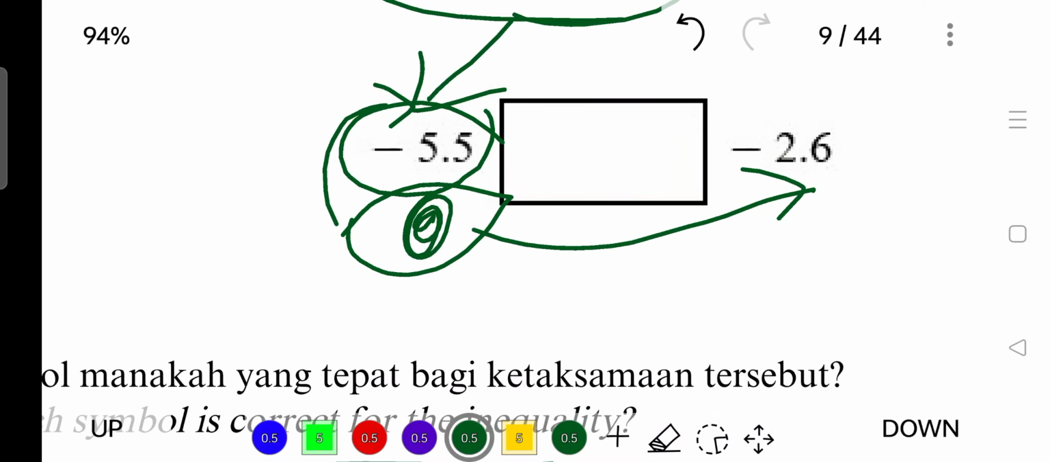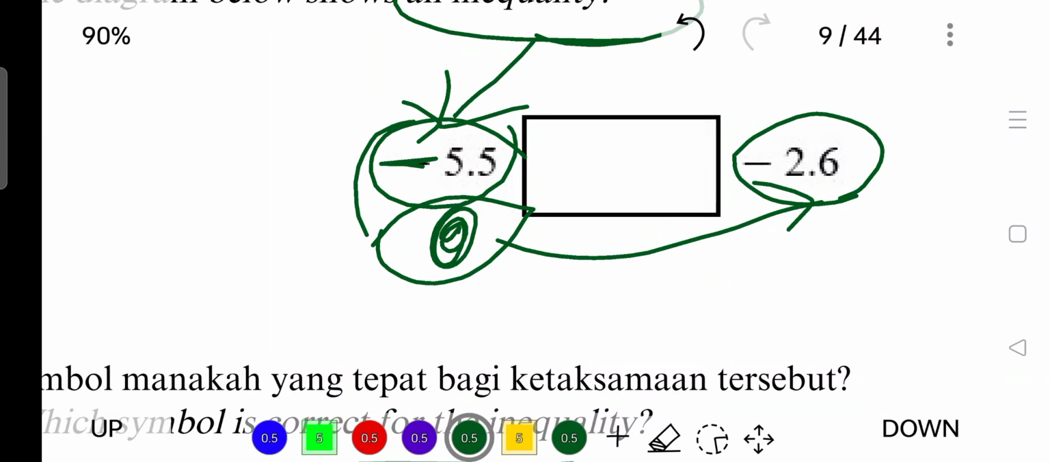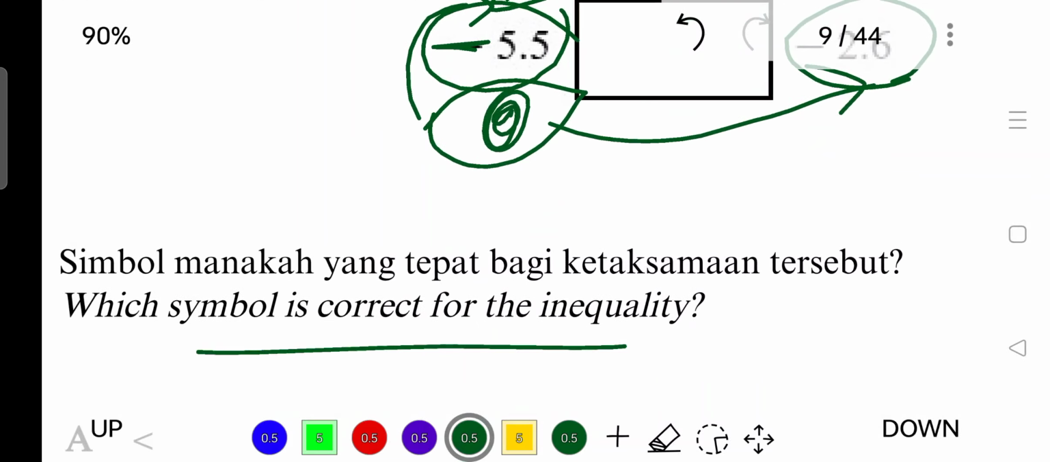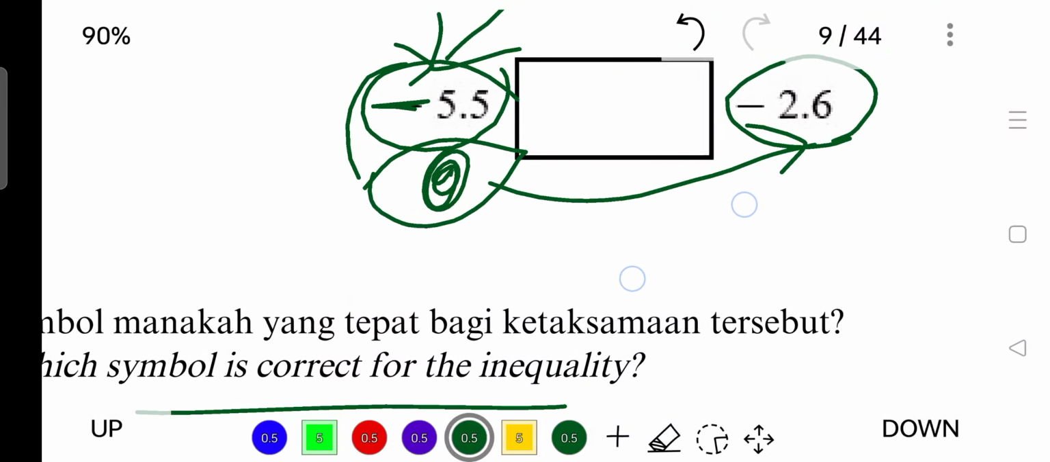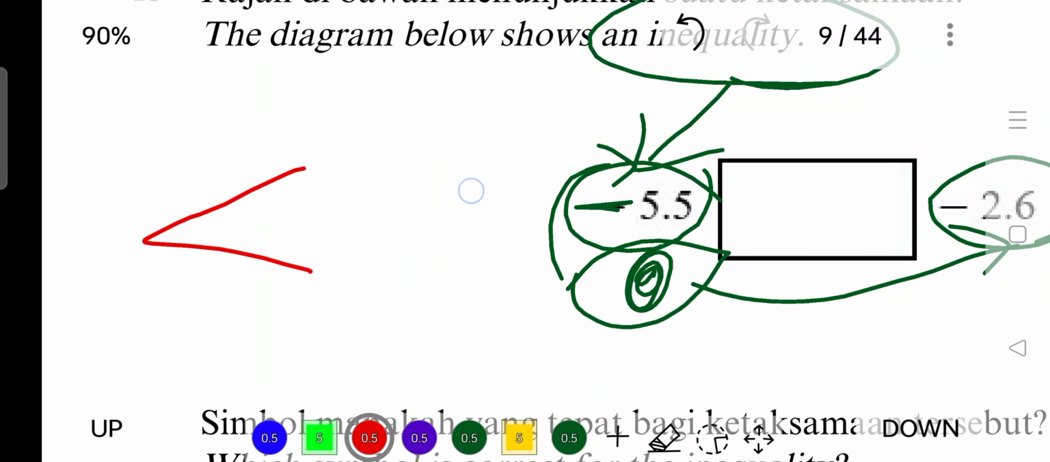So check. Negative means you hutang, you owe. How much do you hutang? 5 ringgit and 50 cents. Read it as money whenever you see decimals. You hutang 5 ringgit 50 sen, and over here your friend hutang only 2 ringgit 60 cents. So are you richer than your friend, or poorer than him? You decide. You hutang 5 ringgit 50 cents, but your friend hutang only 2 ringgit 60 cents. So definitely you hutang more. When you hutang more, it shows that you are poorer, right? When you are poorer, which symbol will be the correct one?